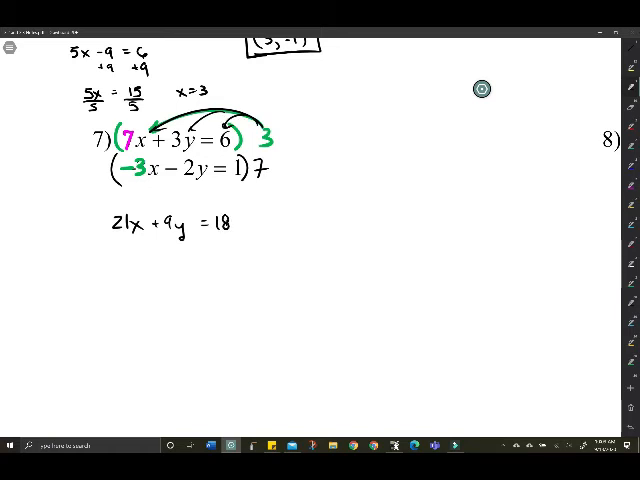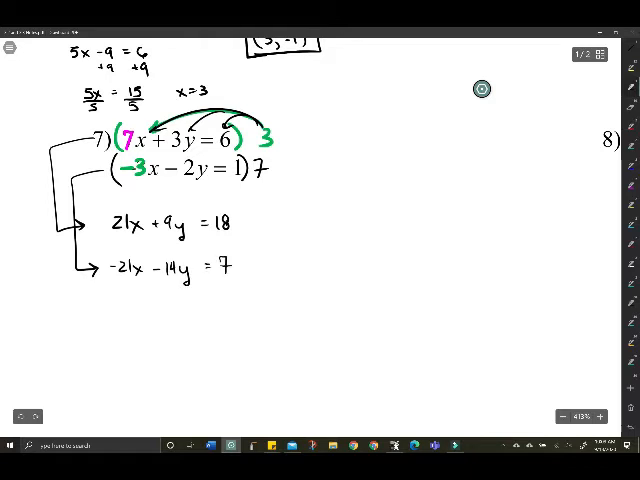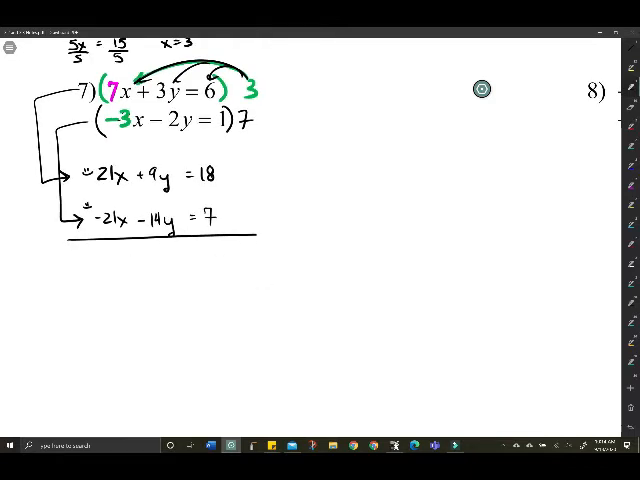Down below, so it's all about organization with these. -21x, that's why I didn't want the negative up top, minus 14y equals 7. The 21x and the -21x terminate. 9 and -14 is -5y, and then we are adding these two, 18 and 7, which is a nice 25. We'll divide by -5.